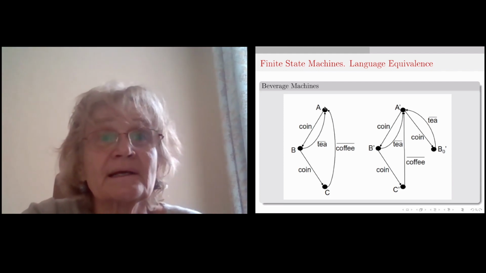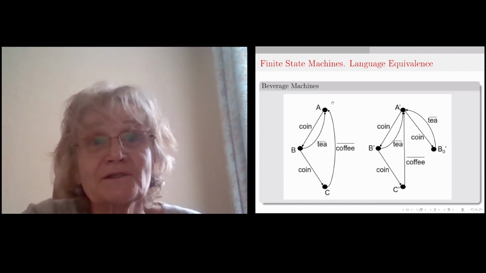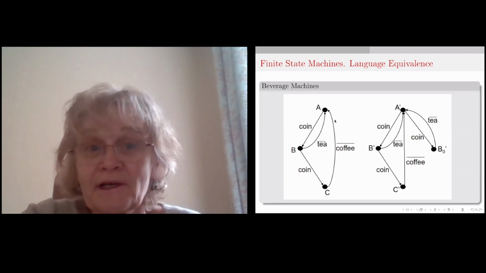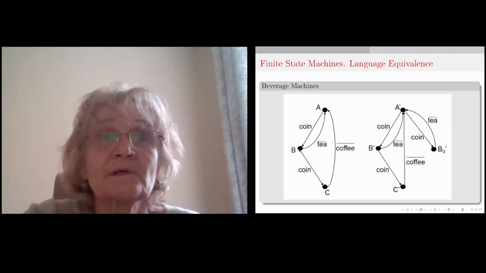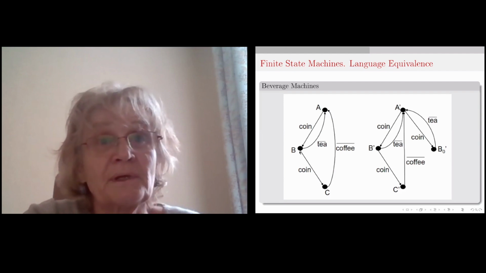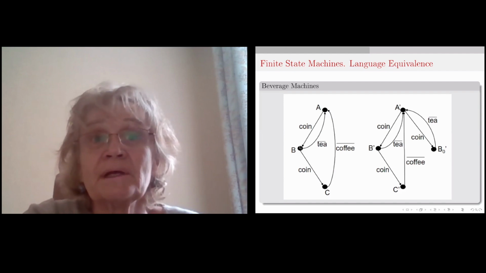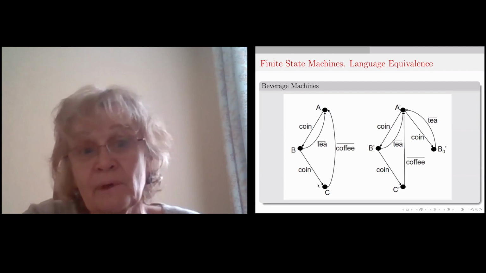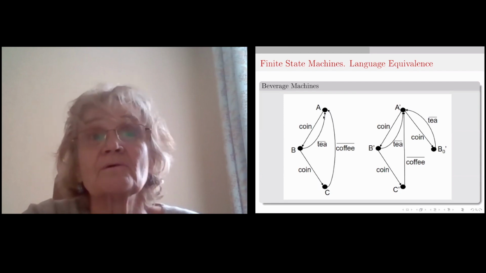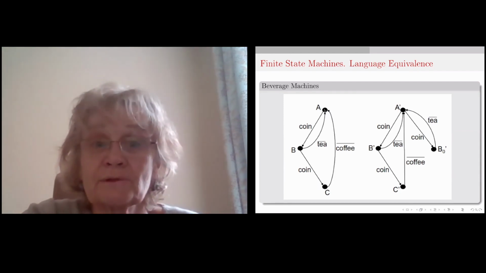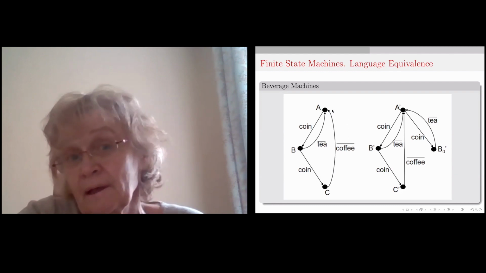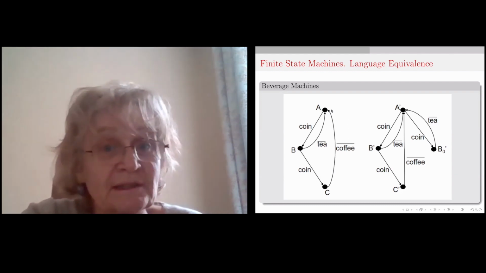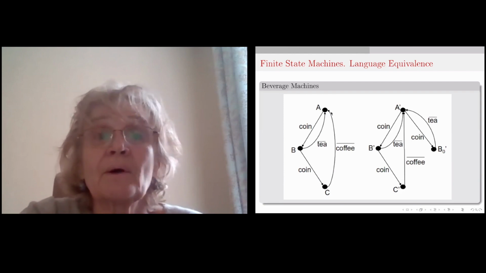So here it is a beverage machine. We can get either tea or coffee. You see we can insert a coin, then we switch to a new state B, and being in state B, we can either add one more coin and then we get coffee, and the automaton returns to its initial state, or for one coin we can get tea. Such a simple behavior.